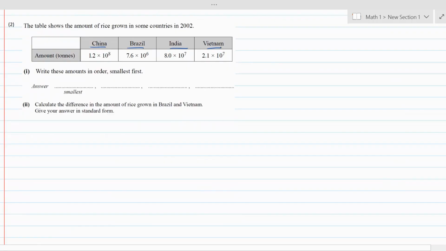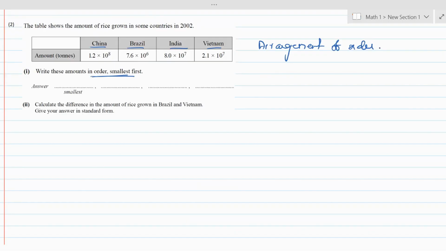Part 1 says we have to write these amounts in order. Order means smallest first and then it will go on. That means we have to follow the ascending order. So arrangement of order is the thing to be done here. And whenever we have the case of arrangement of order, the very first thing to be done is to make sure that all the numbers are there in the same tens power.